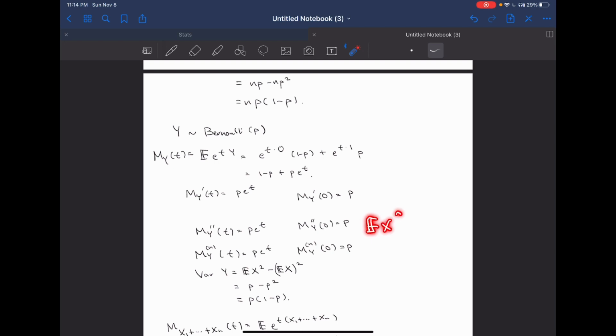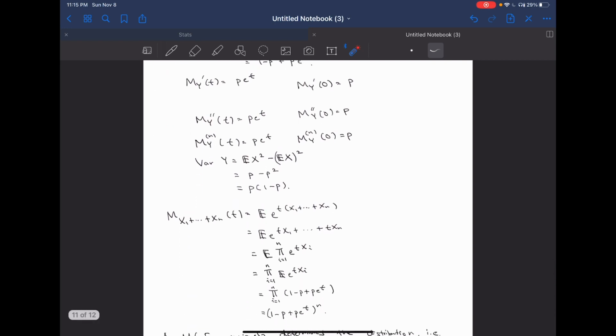So this is E of X squared. The nth moment at 0 is E of X to the n, so they're all equal to p, right? And the variance of Y, by definition, is E of X squared minus the quantity E of X, squared, which is p minus p squared. So this is the first moment, this is the second moment, so we have to square the first moment, which gives p times 1 minus p.